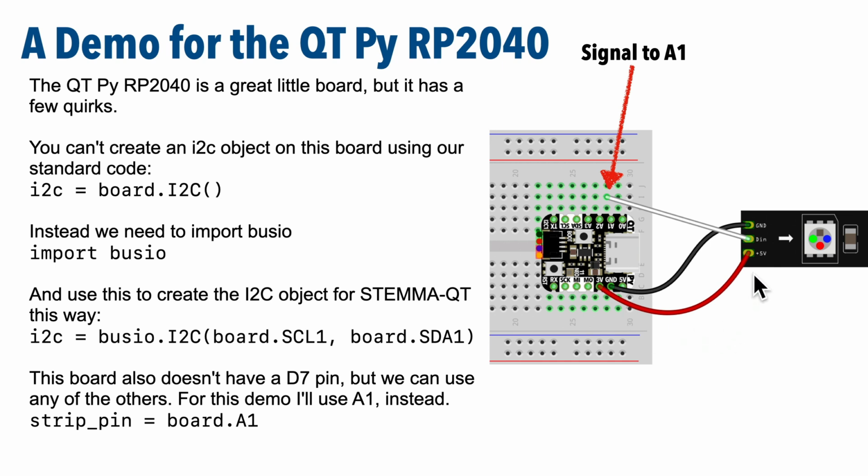That doesn't affect our code at all, though. Now, we'll also get an error pointing out that we need to add one more library to the lib file on this board. That's going to be adafruit_register, and I'll show you that error just to make sure you know how to handle an error like this if you ever encounter it.